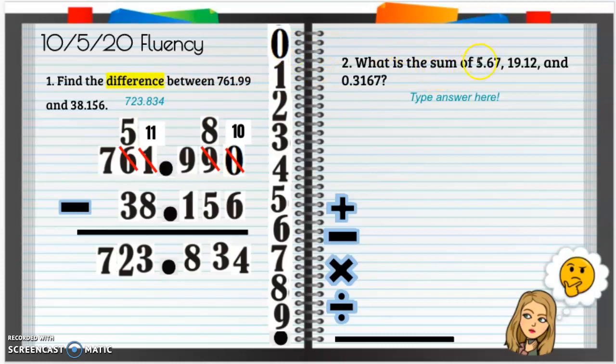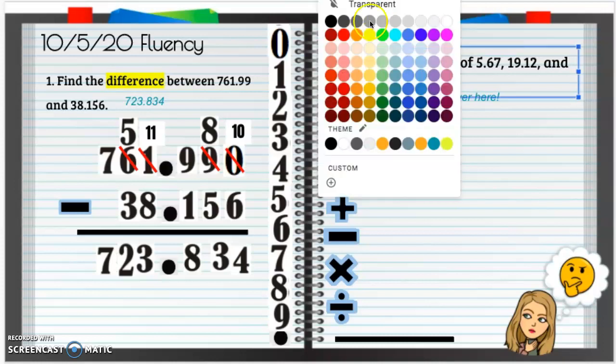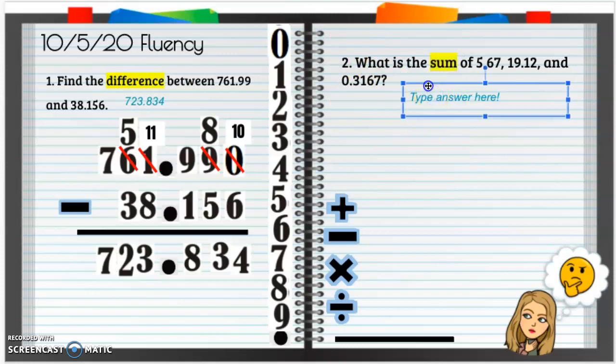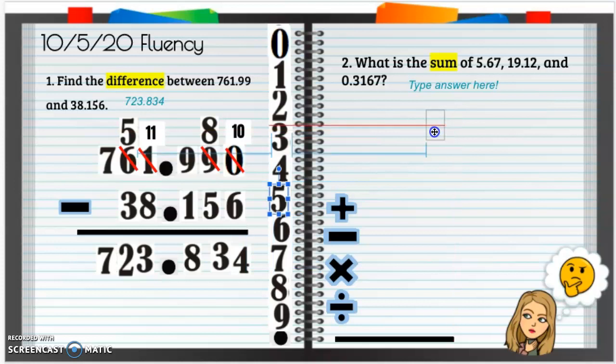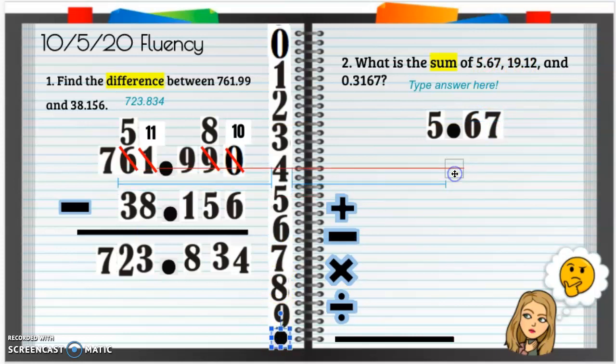What is the sum of 5 and 67 hundredths, 19 and 12 hundredths, and 0 and 3,167 ten thousandths? So what we're going to do, that sum, we are going to add. Duh, we know that. All right, so what do we do when we're adding or subtracting decimals? Line them up. So we have 5 and 67 hundredths. 5 with our decimal. 6 and 7. And then we have 19 and line up that decimal.